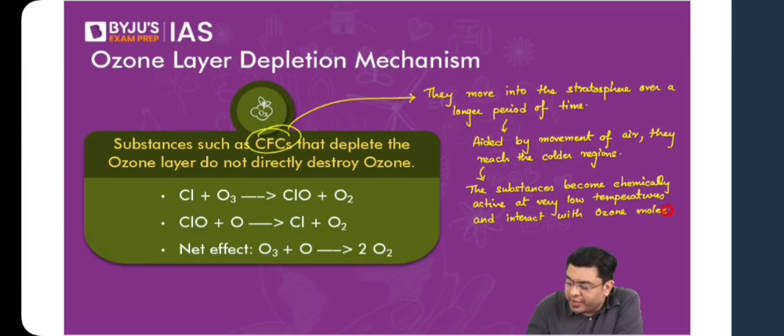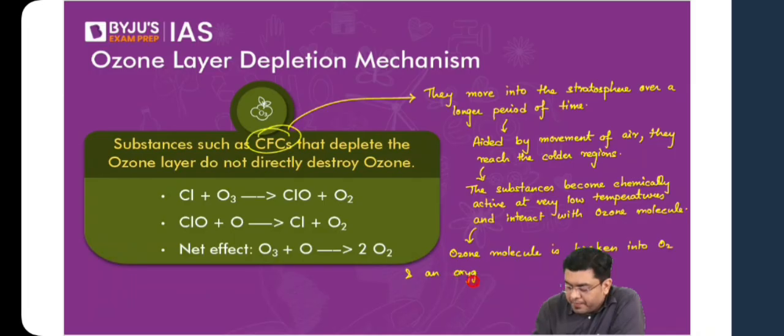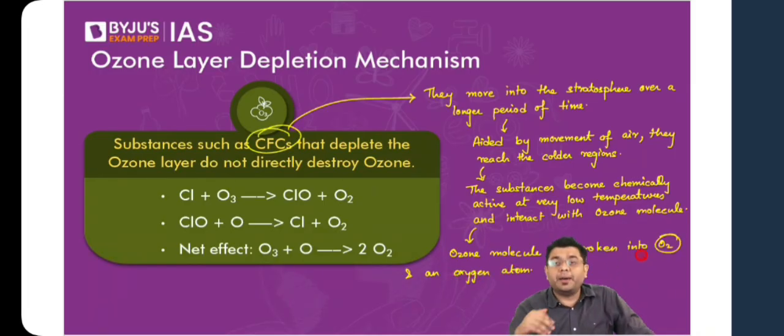Now, this reaction is very simple. As per the reaction, the ozone molecule is broken into O2 and an oxygen atom. Now, oxygen, that is O2, doesn't have the same kind of scope when it comes to fighting with or filtering out the ultraviolet rays. They don't have the same capacity. So that is why they allow the ultraviolet rays to reach the surface and cause a significant amount of damage.